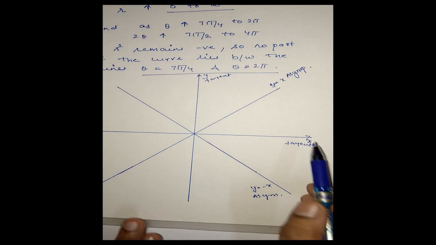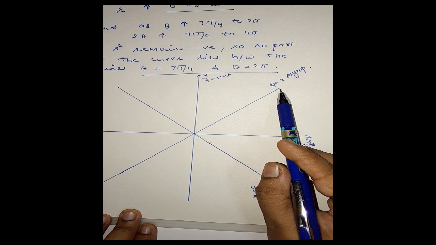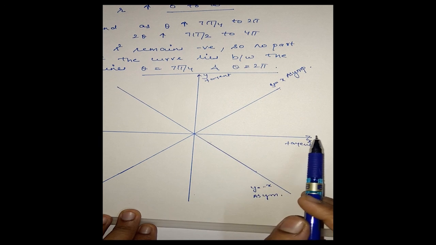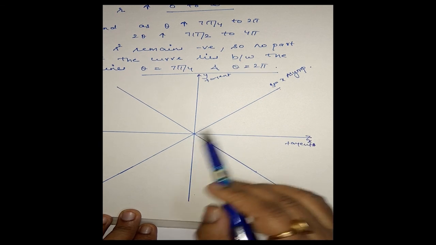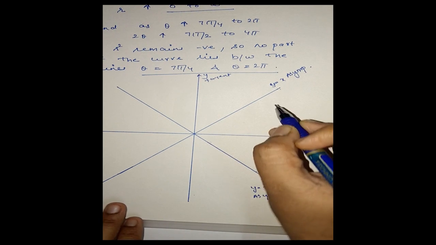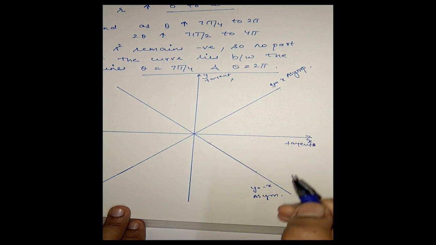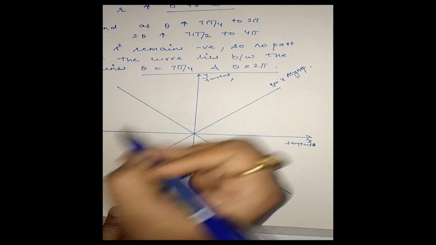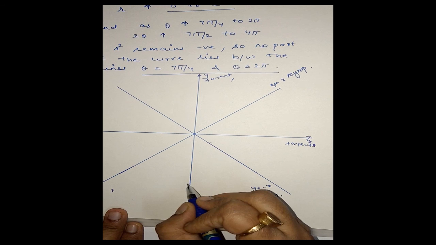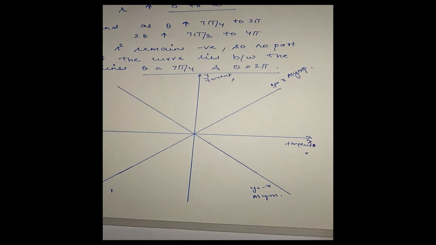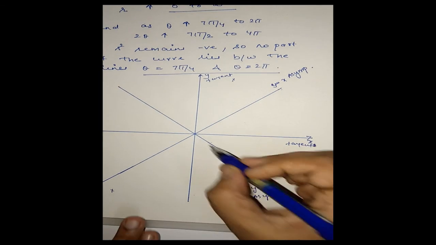This is also the theta is equal to pi by 4 line. Y is equal to x, this line makes an angle of 45 degrees with the x-axis. Now here the graph lies, but here the graph does not lie. Here it lies, here it does not. Here again, here it does not. Here it lies, here it does not lie. From the above observations, now we can trace our curve.